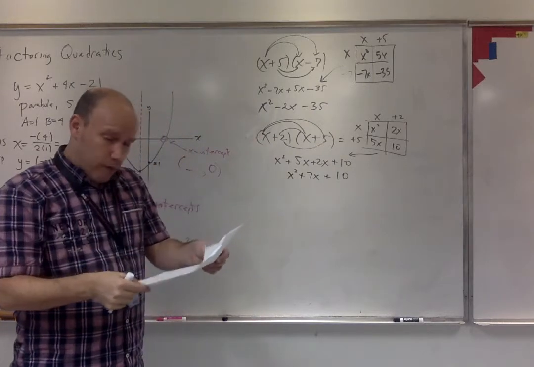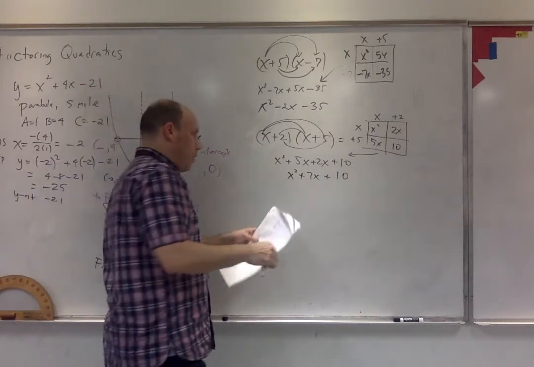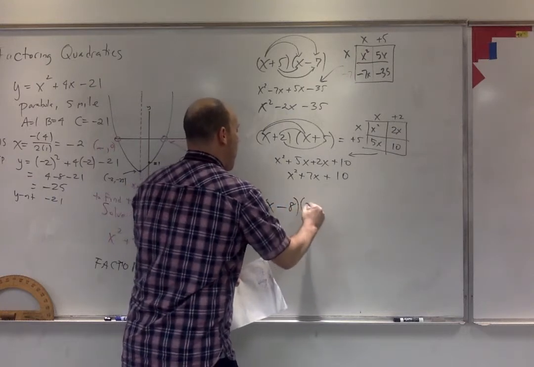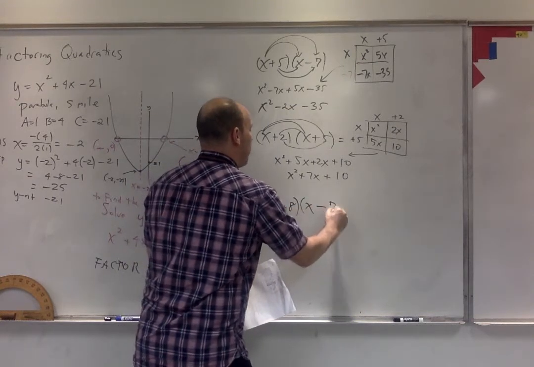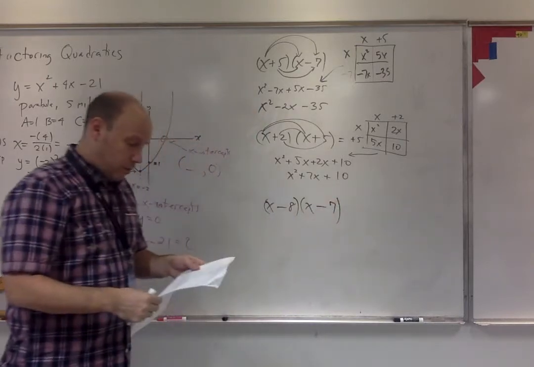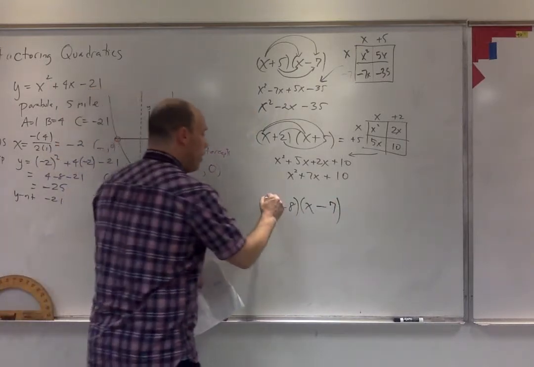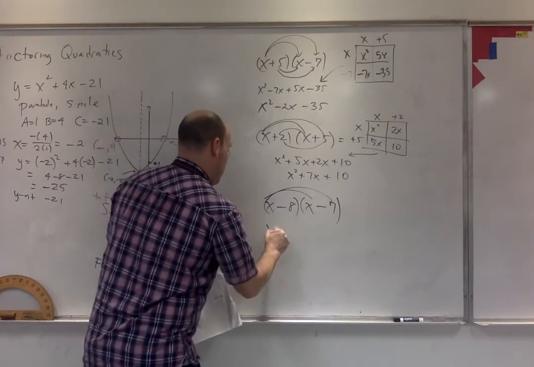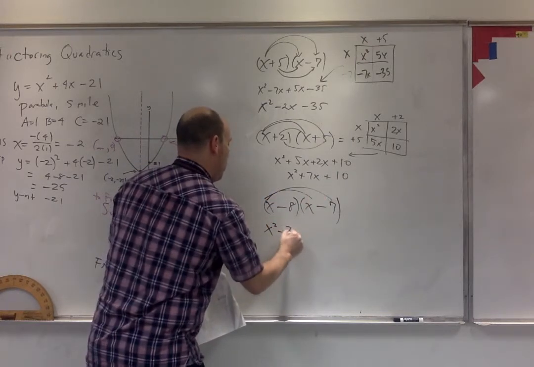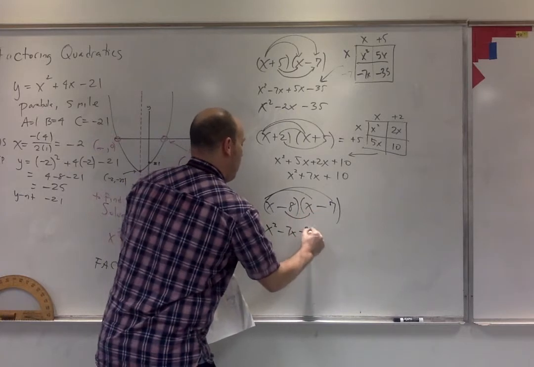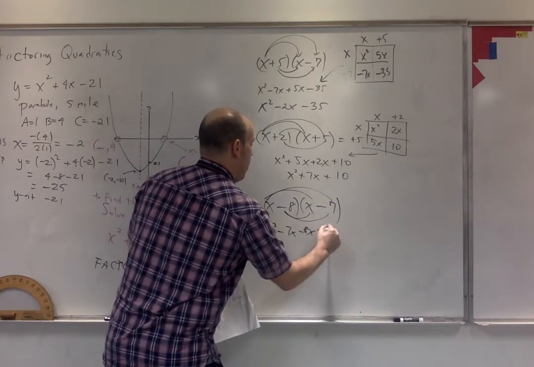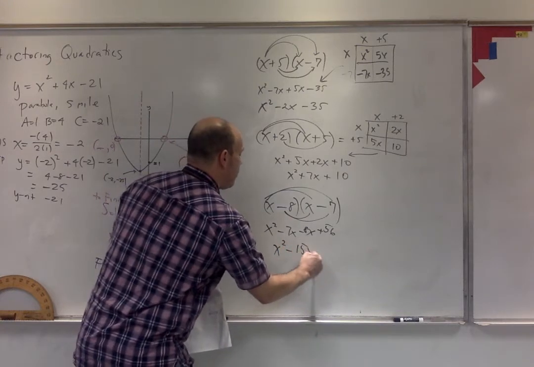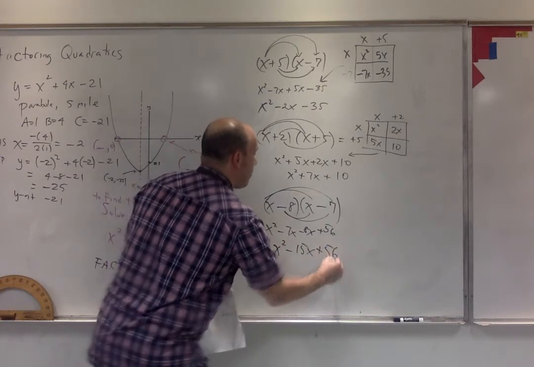Well, shall we do another one? Yeah, let's do another one. How about x minus 8 times x minus 7? Try it on your own. I'm just going to do it. Final answer, x squared minus 15x plus 56.